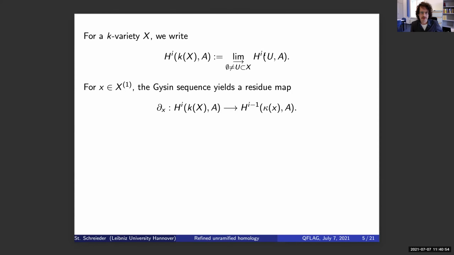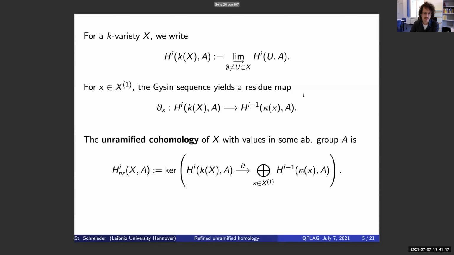All right, and with this definition, there are residue maps. So for any codimension 1 point, yes, this has to be a smooth point, sorry, or X has to be smooth. And for any smooth codimension 1 point, there's a residue map that goes from the function field to the function field of that divisor, and it lowers the degree by 1.